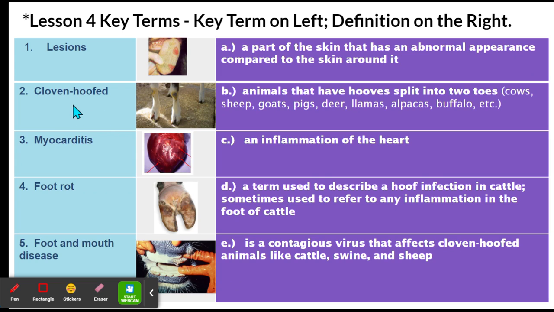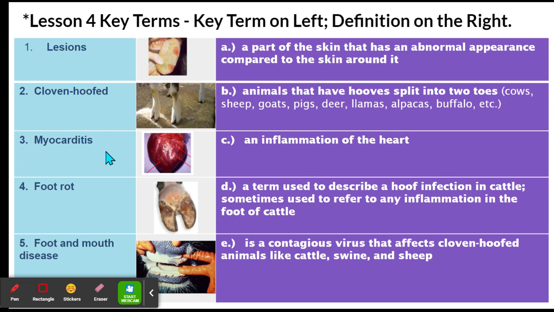2, cloven hoofed. There's a picture there. We can see that the hoof is split into 2 toes, so to speak. Our definition is animals that have hooves split into 2 toes. That's what a cloven hoofed animal is. For example, cows, sheep, goats, pigs, deer, llamas, alpacas, buffalo.